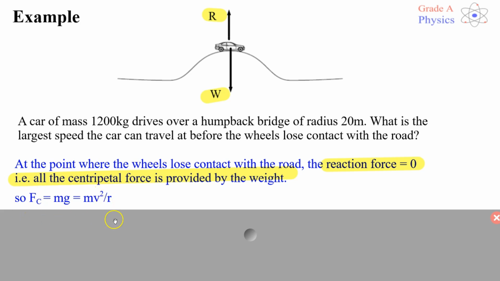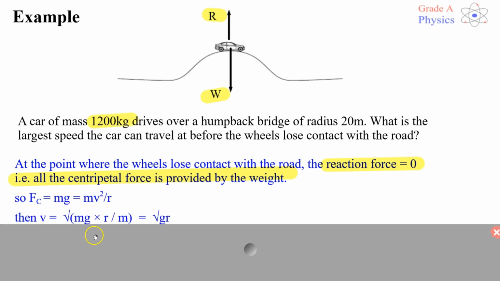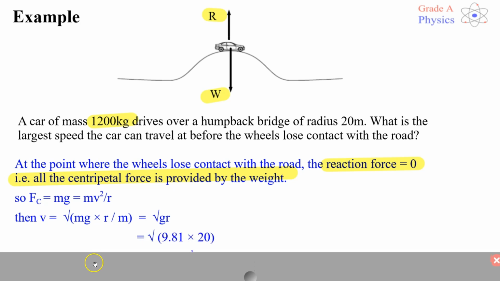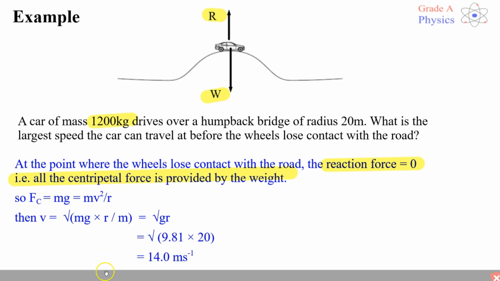So that's relatively straightforward. In fact, even though we were given the mass of 1,200, the mass is the same on both sides of the formula. So we could calculate with the mass, but the mass is going to cancel anyway. So v is equal to root gr if we rearrange this expression here. So we've got 9.81 multiplied by the radius we're given, square root is equal to 14, so our answer is 14. So the maximum speed is actually independent of the mass of the car.